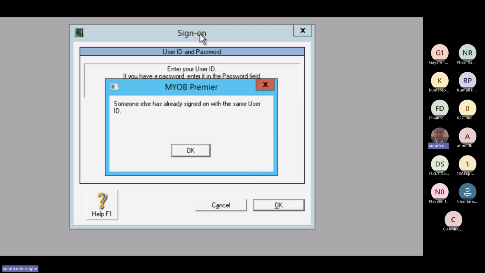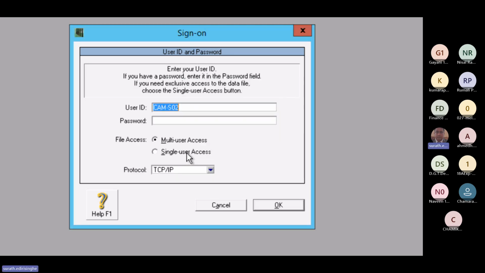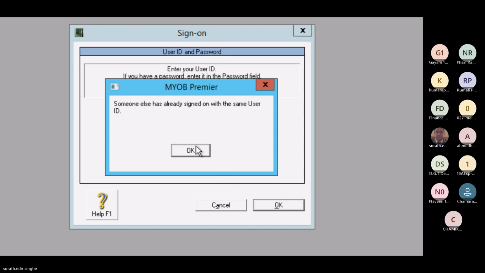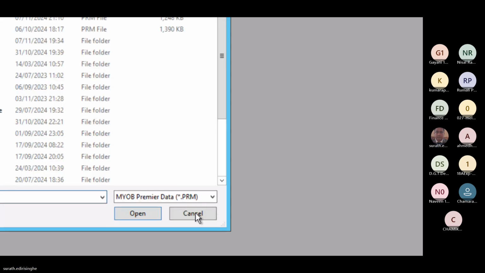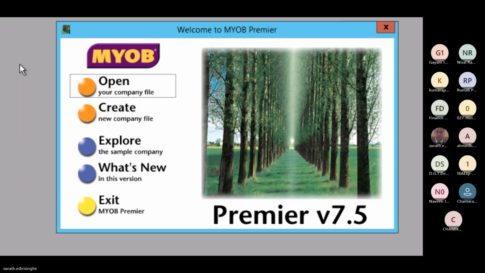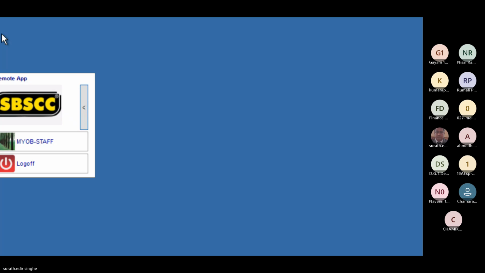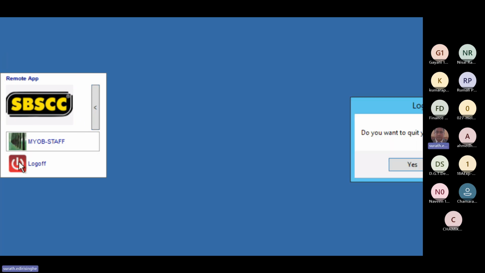Someone else has already signed on with the same user ID. CAM002 belongs to me. Where did I get this message? Okay, I'll leave from here. Exit and come back. Log off.